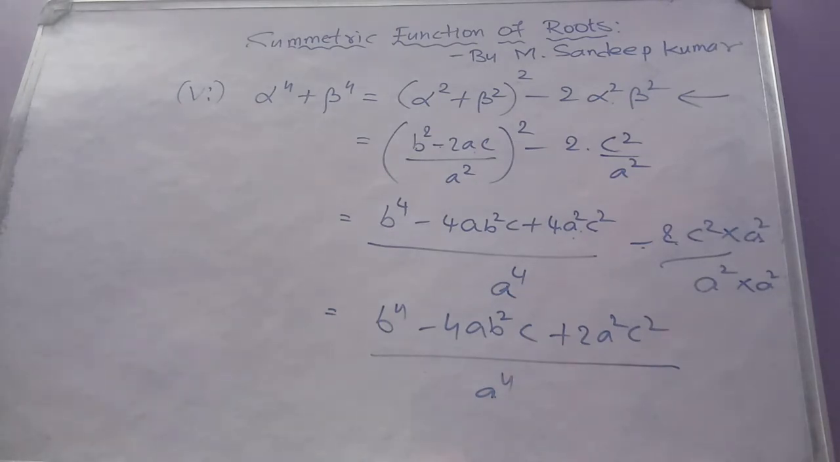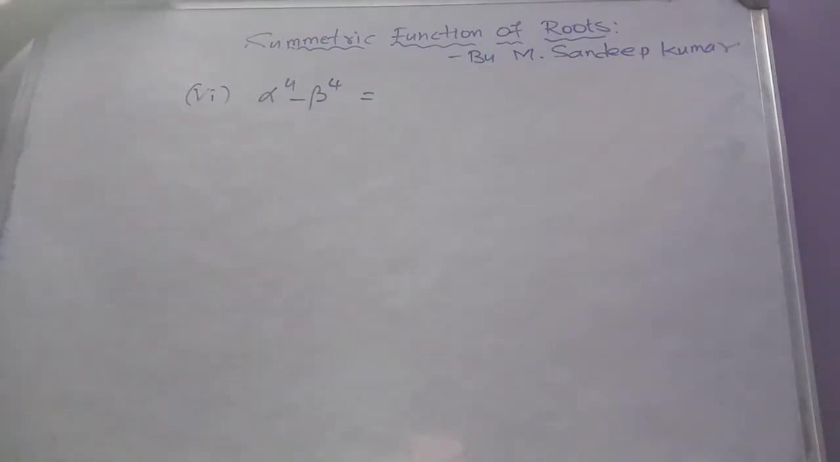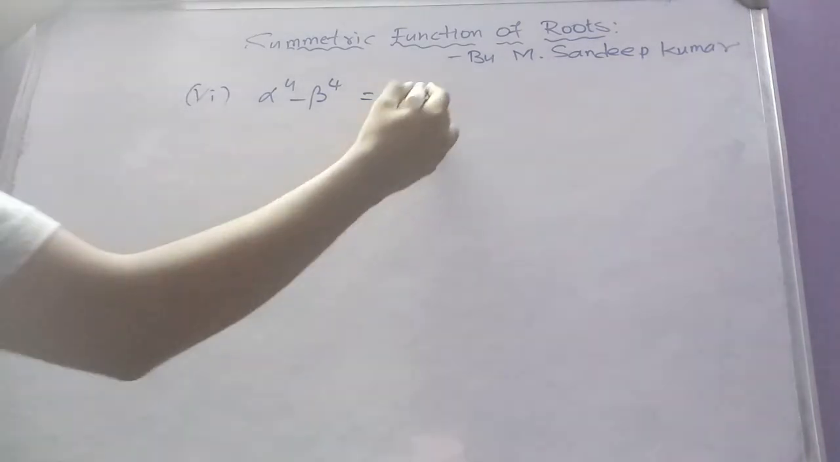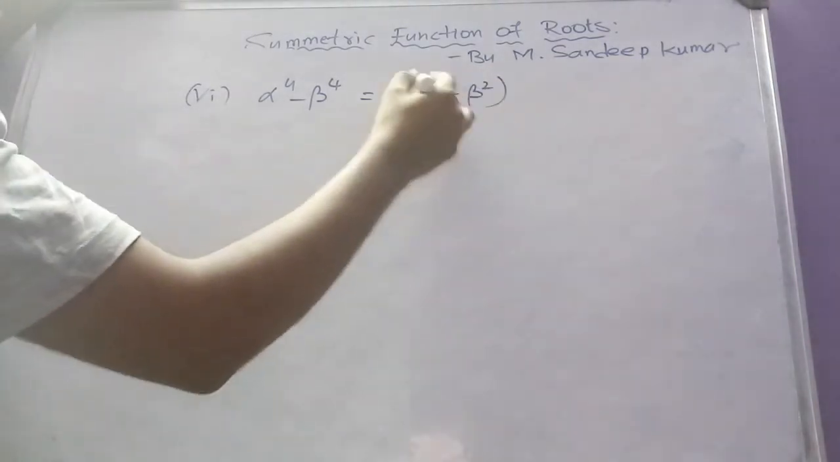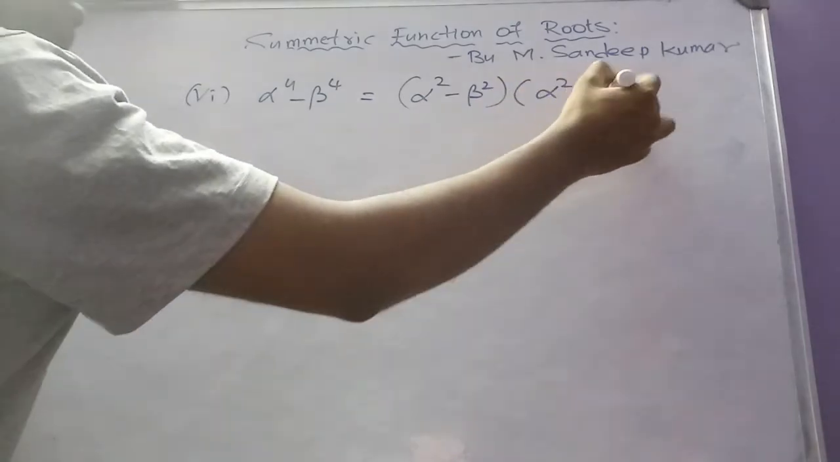And after that we will go for two more, which is alpha power 4 minus beta power 4. First we'll go with alpha power 4 minus beta power 4. Using a square minus b square equal to (a plus b) into (a minus b), I can write this as (alpha square minus beta square) into (alpha square plus beta square).